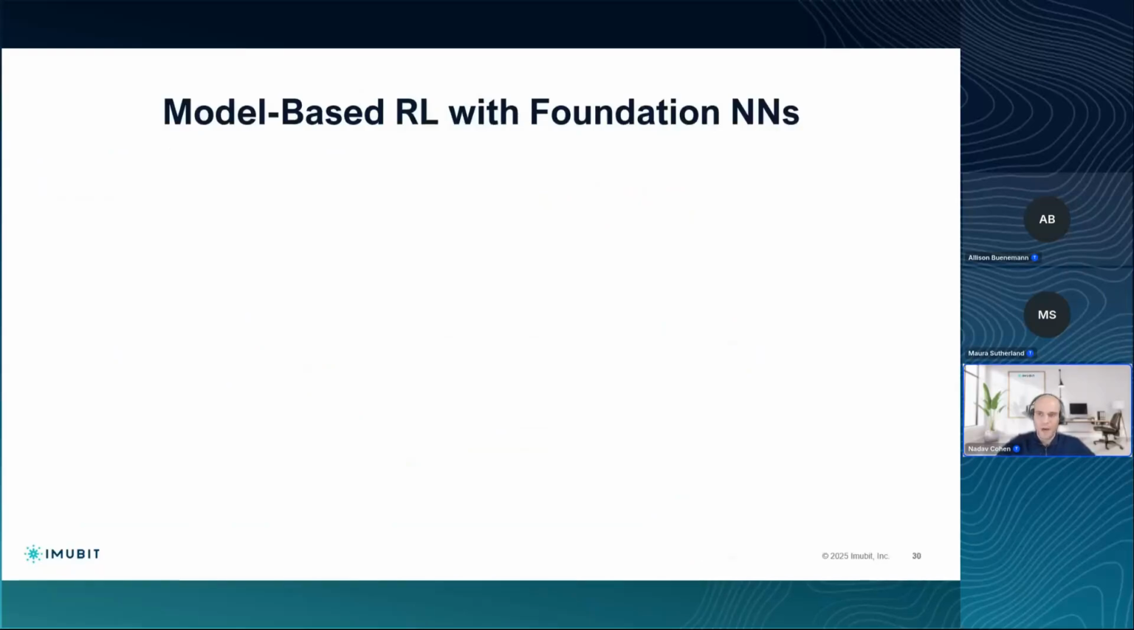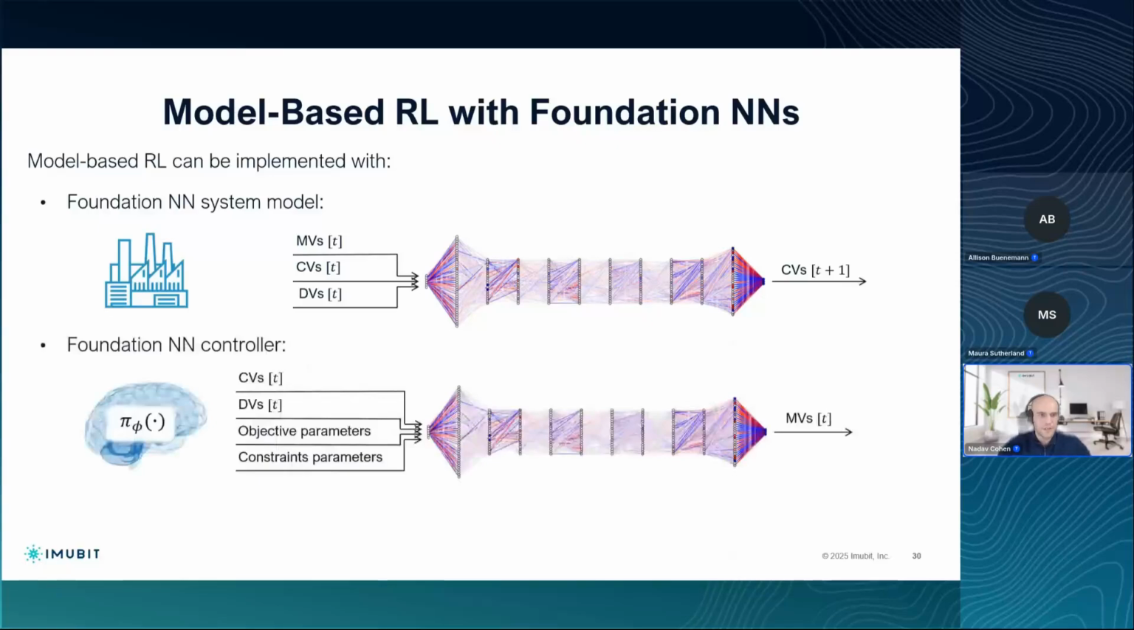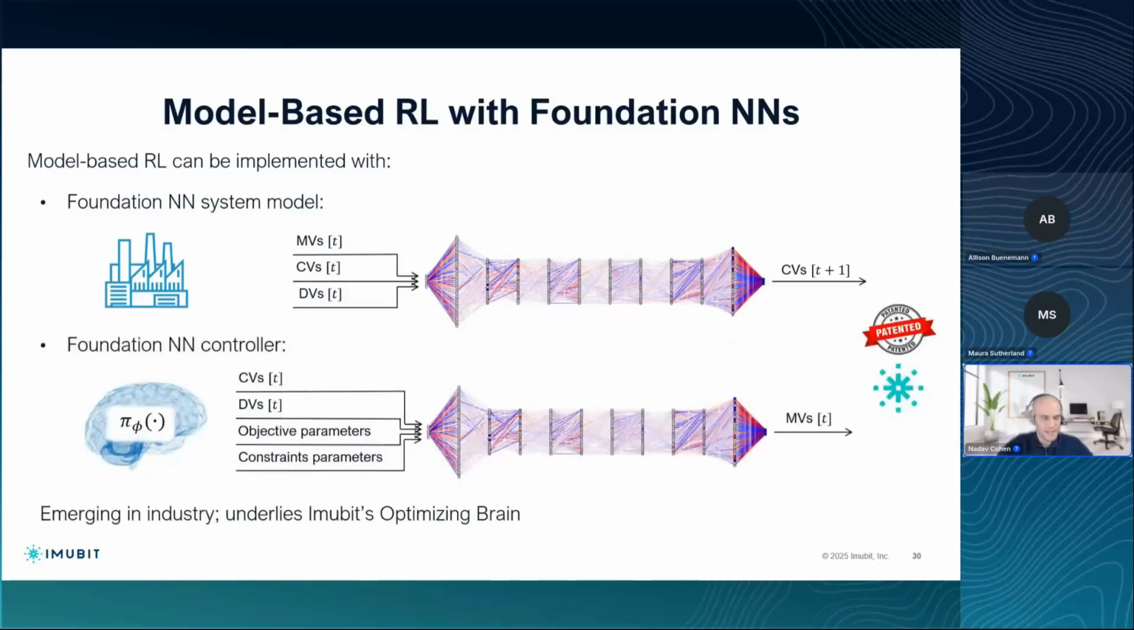All right, so now we have model-based RL, and we can combine it with foundation neural networks. We can implement model-based RL with a foundation neural network system model and a foundation neural network controller. And this is actually ImuBit's first and most fundamental patent. This is something that is emerging in the industry. There are more and more companies in various spaces, started from refining, but now it's used far beyond that in cement and other verticals. And this is what underlies ImuBit's optimizing brain.